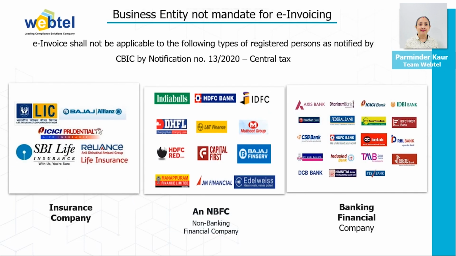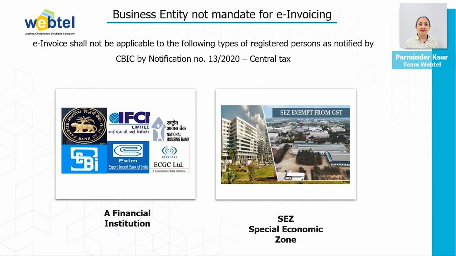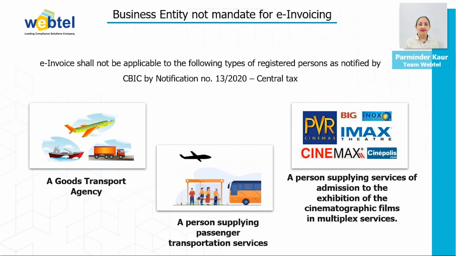Now, the business entities for which e-invoicing is not mandatory are, first of all, insurance companies, then non-banking financial companies and banking companies, financial institutions, units in special economic zones, and moreover a goods transport agency, a person supplying passenger transport services, and a person supplying services by way of admission to the exhibition of cinematographic films in multiplexes like PVRs and cinemas. For these types of entities, e-invoicing is not mandatory.